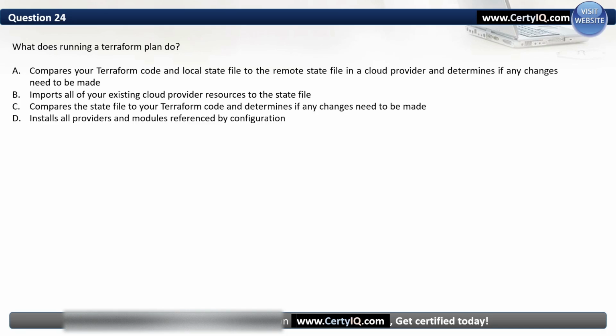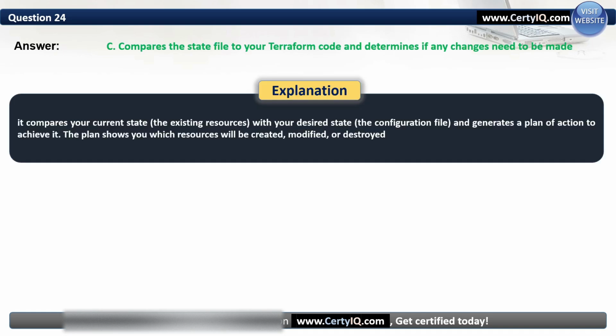Question 24. What does running a Terraform plan do? The correct option is C. Compares the state file to your Terraform code and determines if any changes need to be made. It compares your current state with your desired state and generates a plan of action to achieve it. The plan shows you which resources will be created, modified, or destroyed.